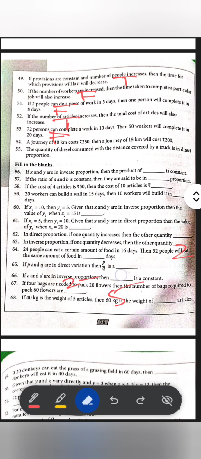Now come to question number 54. A journey of 10 km costs us 250 rupees. The more distance you cover, the more fare you have to pay.